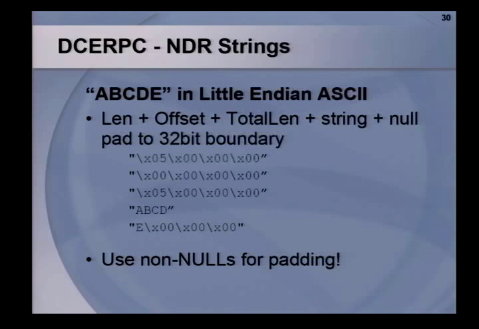One of the interesting things, which IDS is still currently broken for, is that they look for nulls for the padding. You don't have to use nulls. You can just use random junk. The actual end host will say, I'm supposed to read 5 bytes, and the rest of it is just junk, and ignore it.